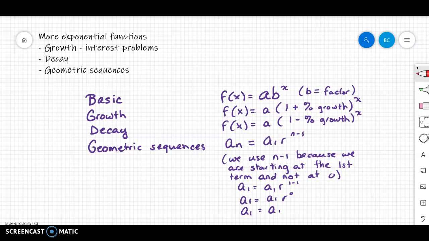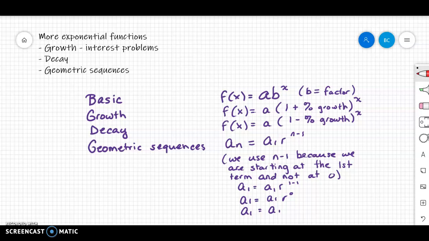Good morning, algebra students. Today is our last day of review of exponential functions, and we're going to talk about growth and interest growth problems, specifically interest, decay, and geometric sequences. So we talked a little bit about this yesterday, but I just want to go back and do a quick review of the different types of exponential functions we might see.